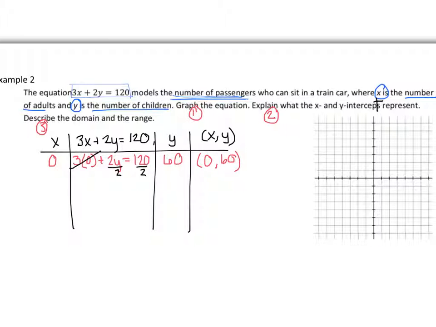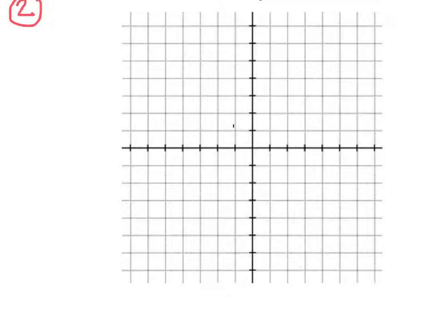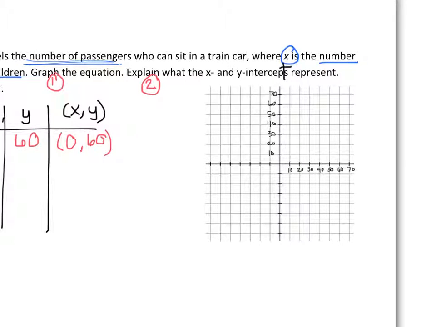I'm going to zoom into my graph and make every mark worth 10. So I'll have 10, 20, 30, 40, 50, 60, 70. I'll do the same thing on the x-axis: 10, 20, 30, 40, 50, 60, 70. We can do the negatives too if we need to, but let's just do positive. So I have 0 left and right, up 60.